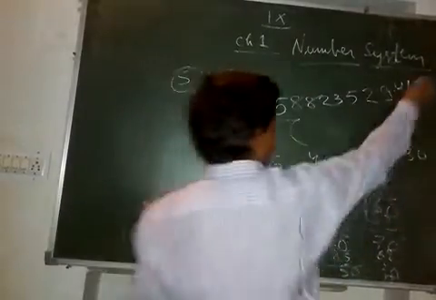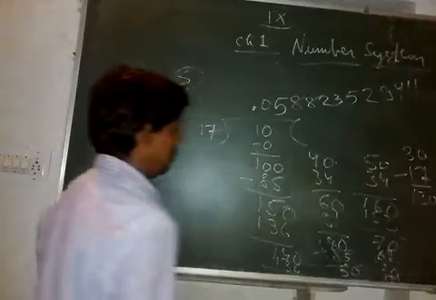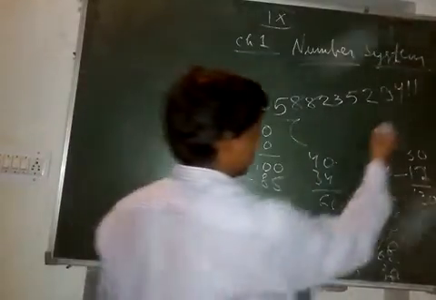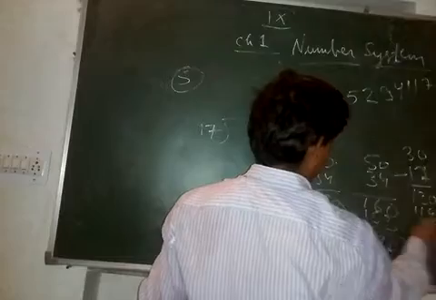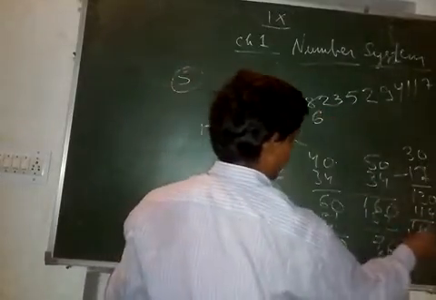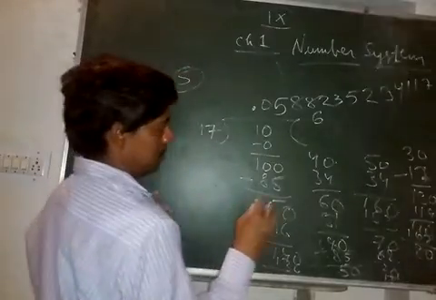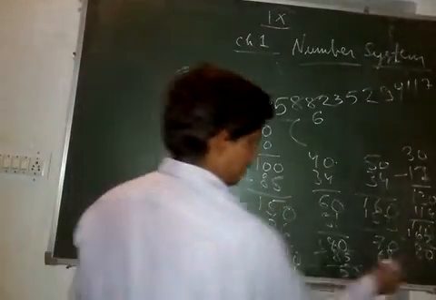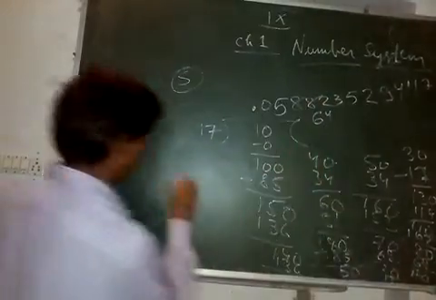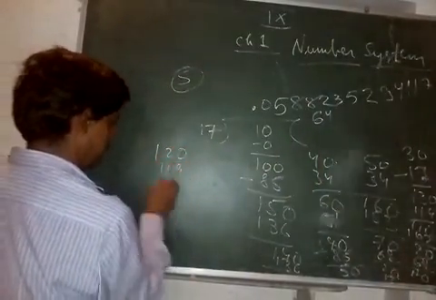Then 17 1s are 17, we are getting 13 here, 130. Then 17 7s are 119, we are getting 11 here. Then 17 6s are 102, we are getting 8 here. Then 17 4s are 68, we are getting 4 here. Then 120, I'm writing here 120. Then 17 7s are 119, we are getting 1 here.